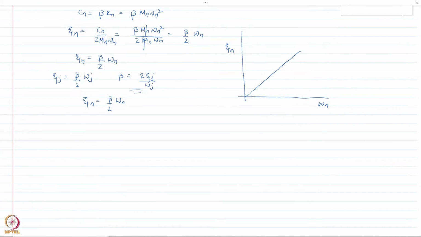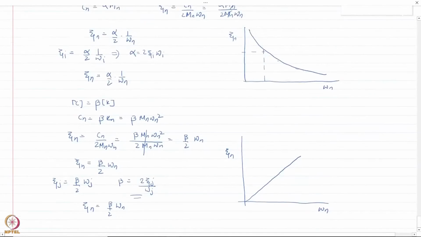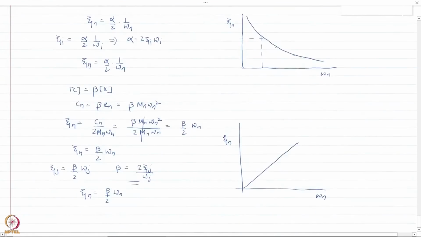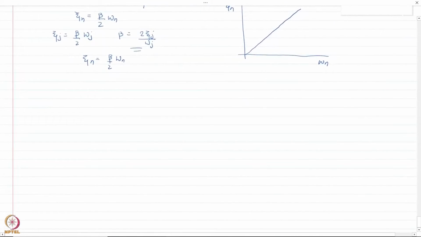So in reality the damping is neither mass proportional nor stiffness proportional. But if we write the overall damping matrix as a linear combination of both mass and stiffness proportional, then to some extent we can say that the damping is being contributed by the mass and the stiffness. So this would be closer to the reality than the previous two damping mechanisms that we have considered.